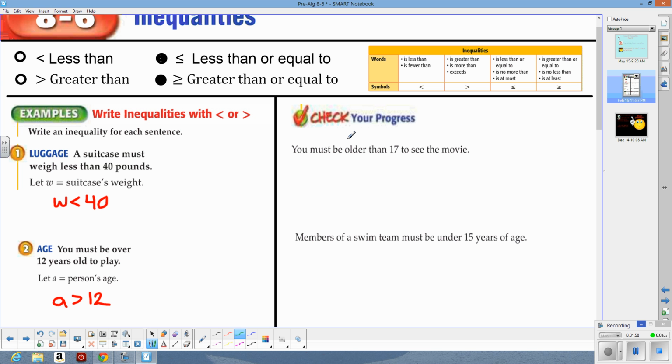You must be older than 17 to see the movie. So let's have A equal the age, and the age needs to be older than 17, so greater than 17 to see the movie. And then members of a swim team must be under 15 years of age. So let's use A for the swimmer's age. The age needs to be less than 15 since they need to be under 15.